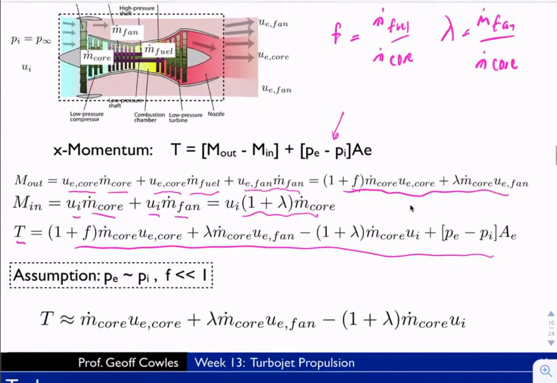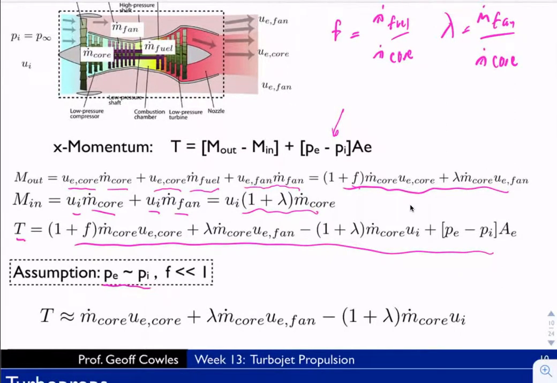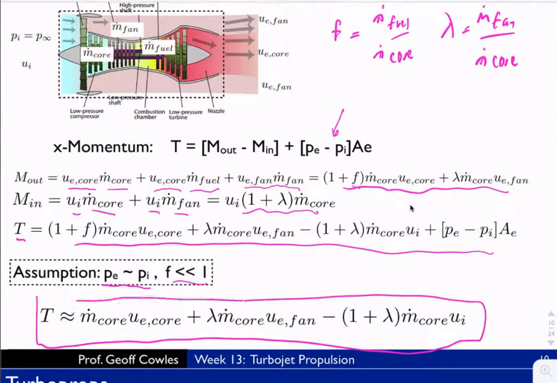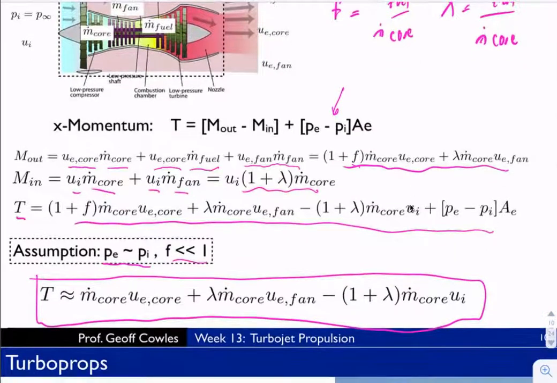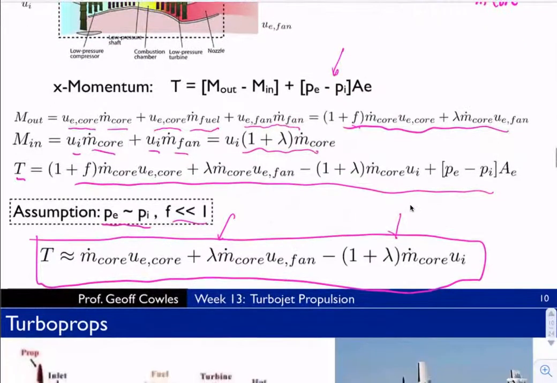We make these same assumptions again, that the exit and inlet pressures are very similar, and that this fuel mass fraction is small compared to the core mass flux, which is reasonable. And we can simplify this expression to look something like this. And this is what, when you go to do your homework, you're going to be plugging in these numbers that you'll have for a given engine to try to come up with the thrust of that engine. So this is the thrust equation with some simplifications, the thrust equation for a turbofan engine, where you see the importance of lambda in this expression.